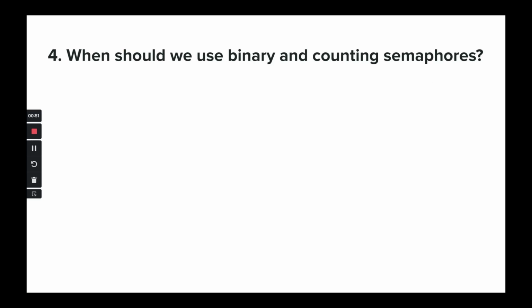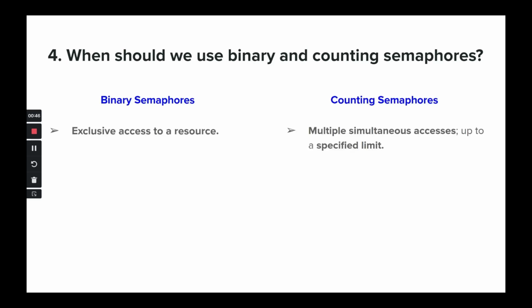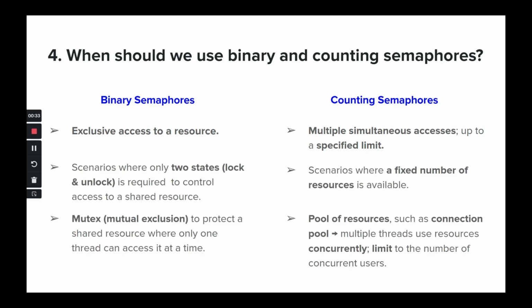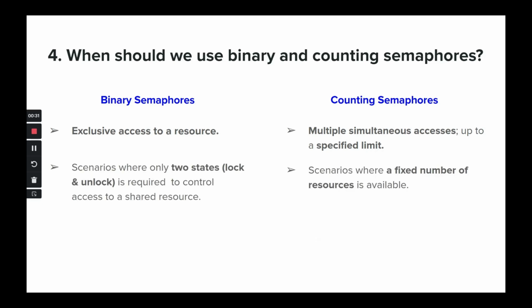Now the question that might come to your mind is when to use either of them. When you have a binary semaphore, as we see, there's only 1 entry pass. It is going to give you exclusive access. But in case of counting semaphore, multiple simultaneous access up to a specified limit. In case of binary semaphore, there are only 2 states, either you lock or unlock. Here, in case of counting semaphore, the scenario is that you have a fixed number, a small pool of resources.